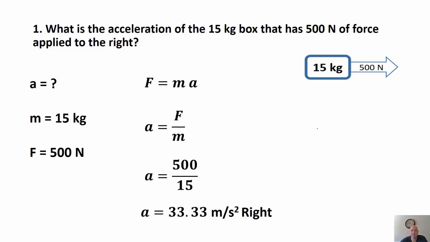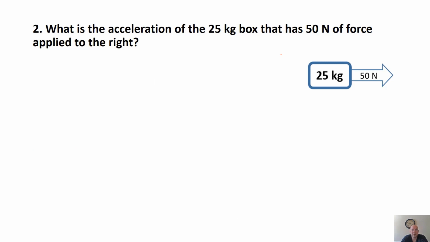In this case, it's to the right because we knew that before. Force creates an acceleration in the direction of that force. So that 500 Newton force was to the right, so that's why it's right. If you ever see magnitude, just leave off the right part. But here it asks you for the actual force.